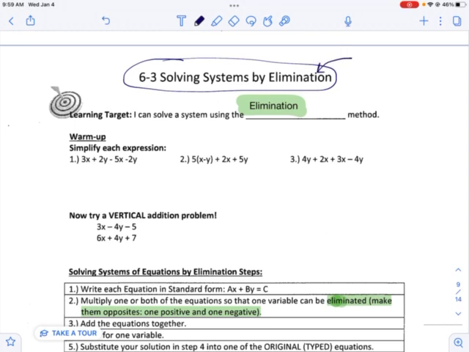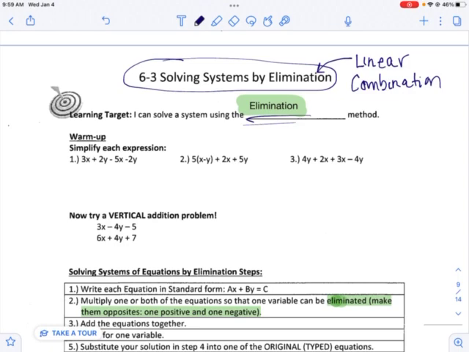You may also see the term linear combination. I've seen that used on the Keystone practice question. So write that down there. It may say solve the system using the linear combination method. Okay? So elimination and linear combination mean the same. So go ahead, fill in your target: I can solve a system using the elimination method. And let's start with our warm-up.